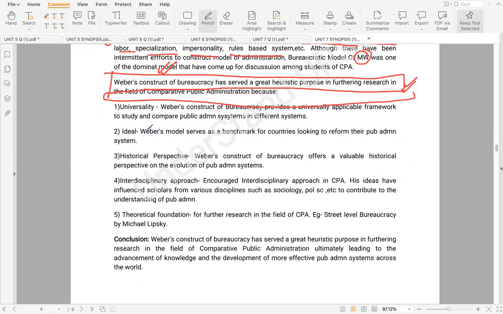We'll talk about the perspectives. So first and foremost is the concept of universality. Weber's construct of bureaucracy provides a universally applicable framework to study and compare public administrative systems in different settings, right? You know that Weber also called his own theory as universal, and we also know that CPA tried to achieve universality. So this is the first common point.